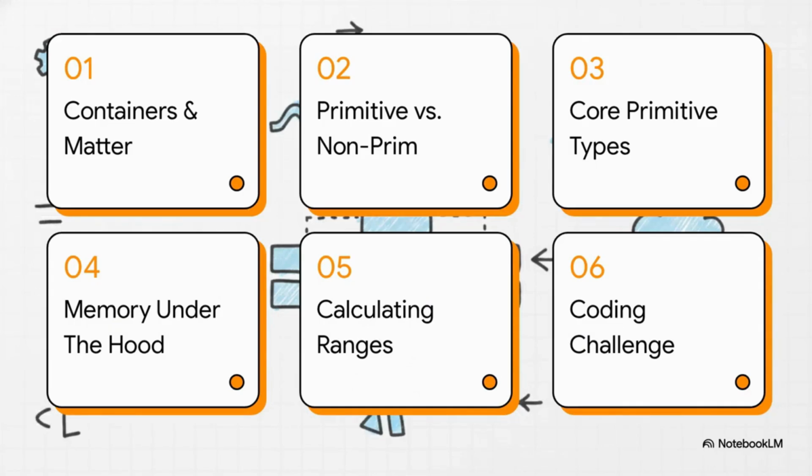Okay, let's take a quick look at our roadmap for today. We're going to cover 1. Containers and matter. 2. Primitive versus non-primitive types. 3. The core primitive types. 4. Memory, under the hood. 5. Calculating data ranges. And 6. We'll wrap up with the C++ coding challenge.